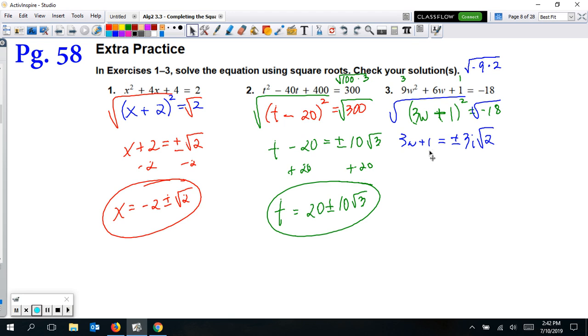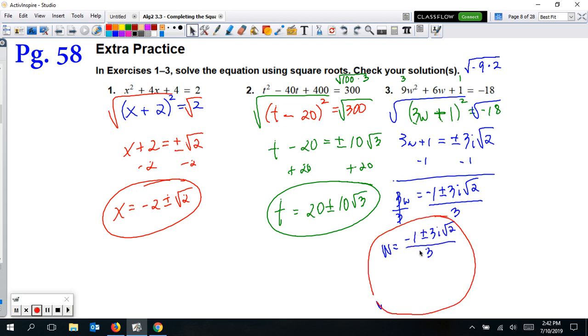Now this time there's 2 things to do. We got to subtract 1, then divide by 3. So when we minus 1 from both sides, we're going to get 3w is equal to negative 1 plus or minus 3i square root of 2, then divide by the 3, so the 3's cancel here. So now w equals basically this big fraction here. It's kind of an ugly answer, but that is it.